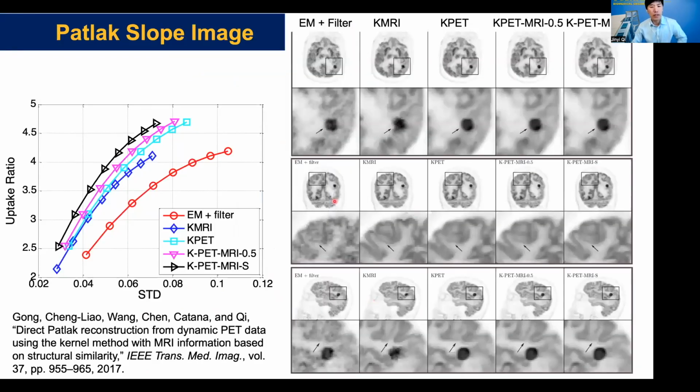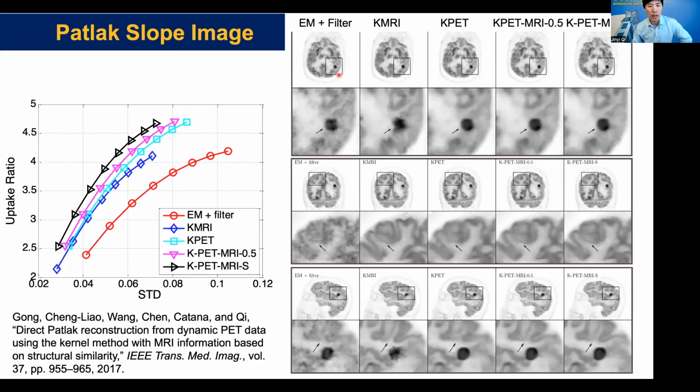And here's the comparison between different regularized direct reconstructions. All the reconstructions are direct estimation. The first one is the nested OT, nested EM, followed by a post filter. The second one is using the MR kernel by itself, a direct reconstruction. The third one is using the PAT kernel by itself, and this one is using the PAT and the MR kernel equally weighted, and the last one is using the structure similarity weighted PAT MR kernel.